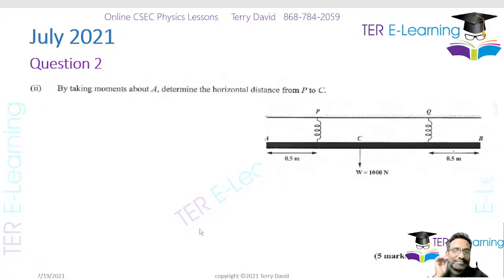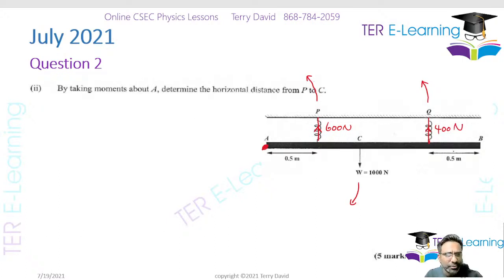So here's the diagram, and they gave us a hint really. They said taking moments about A. So we are taking moments about this point here. We already worked out this tension here, so this is 600 newtons, acting upwards. The tension in this spring is 400, and that's acting upwards as well. Taking moments about A, this is a clockwise moment. This force Q is an anti-clockwise moment, and this force here is producing an anti-clockwise moment as well.